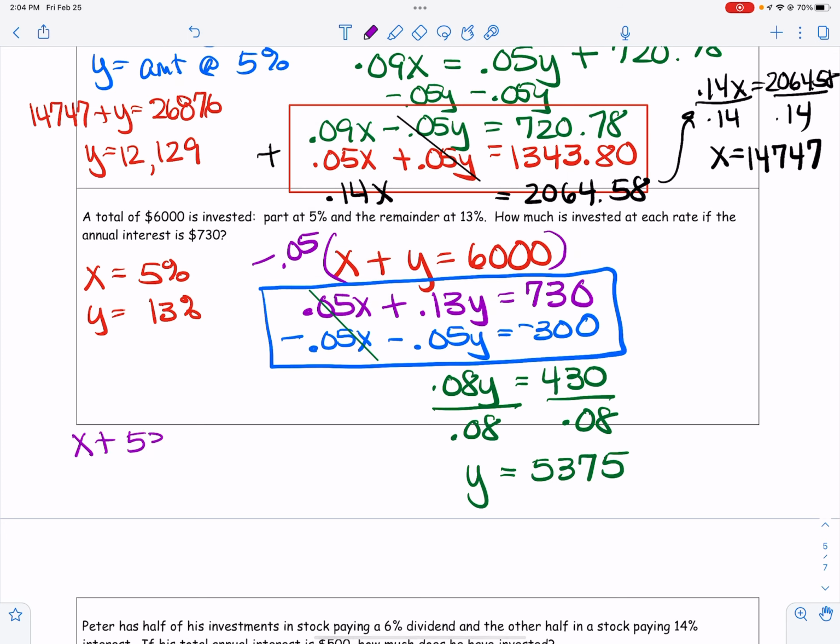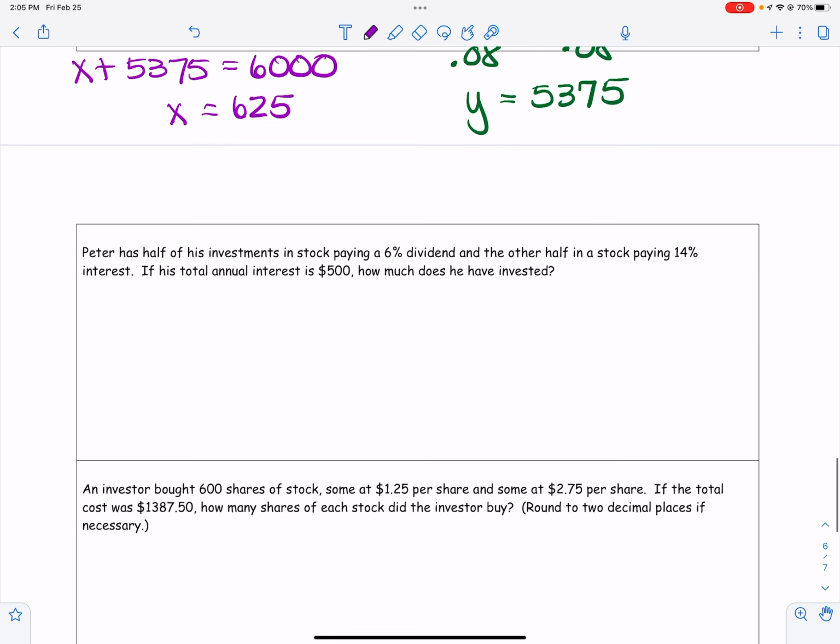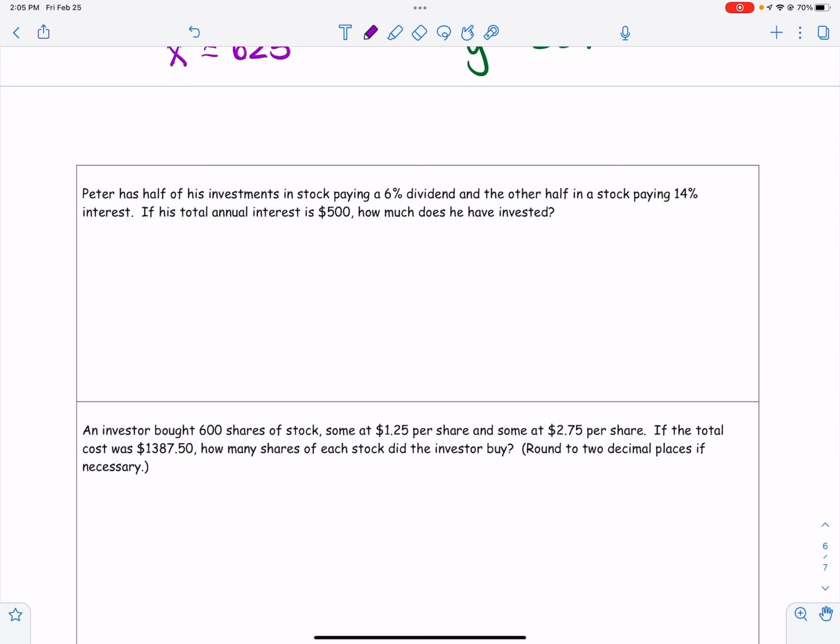And so then x plus 5,375 has to equal $6,000. And so x comes out to be 625. Now, on this last one, or these last two, I should say, I think these are the last two, this next one is a little bit differently worded because this one says half of the investments is in the 6% dividend and half is in the 14%.